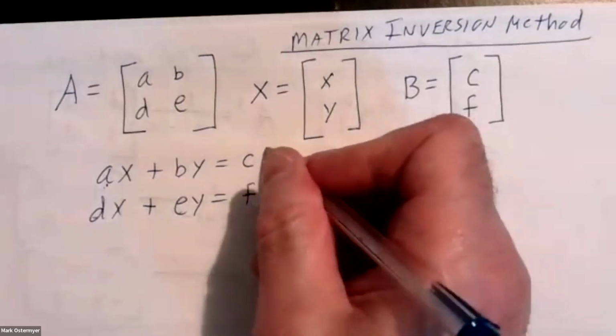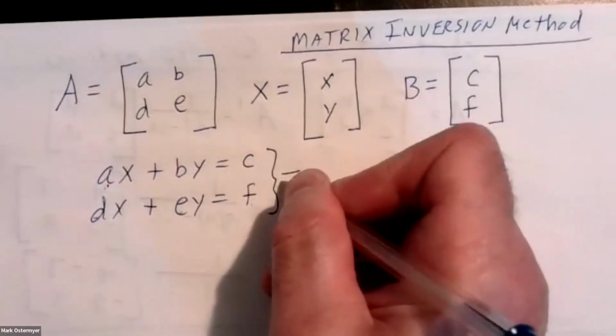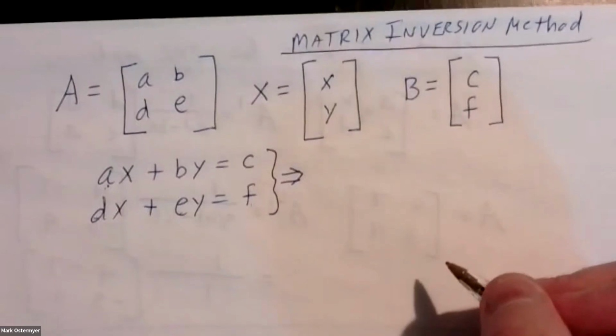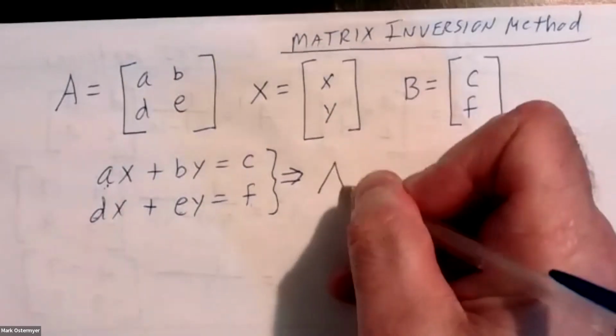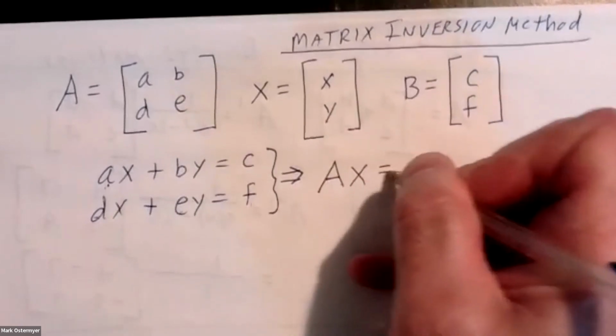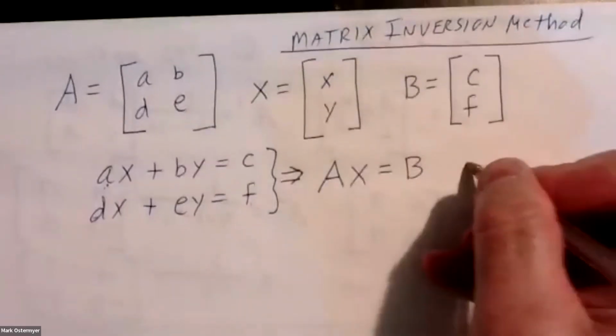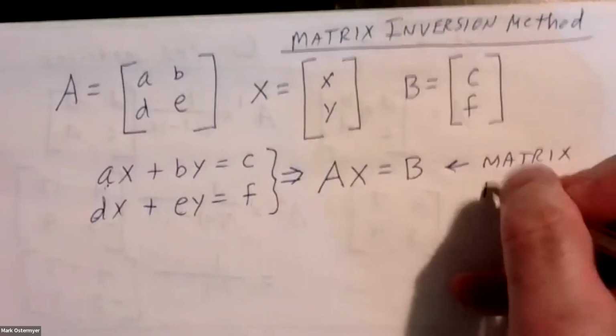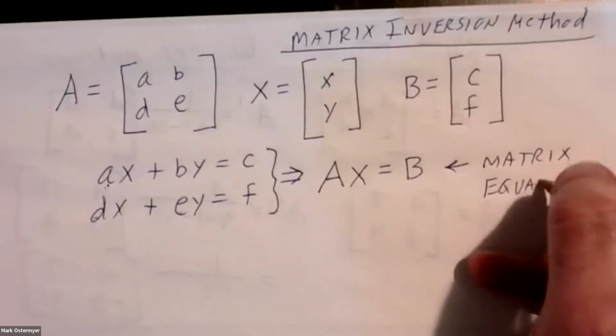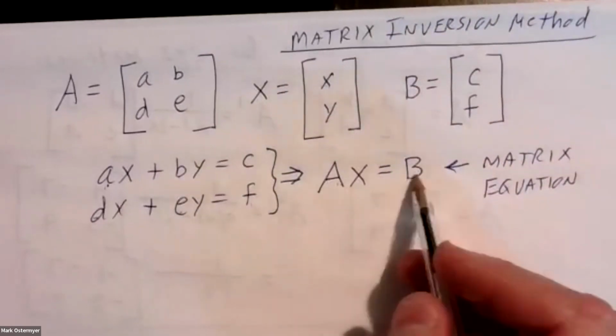Now, ladies and gentlemen, would you believe that I can cast the system of 2 linear equations and 2 unknowns in the form of a matrix equation? Specifically, matrix A times matrix X is equal to matrix B. This is called a matrix equation. All these are matrices.